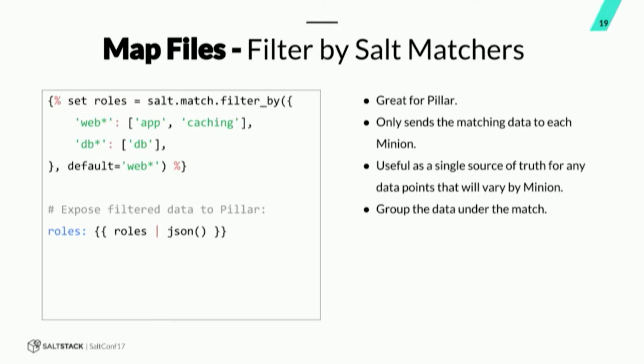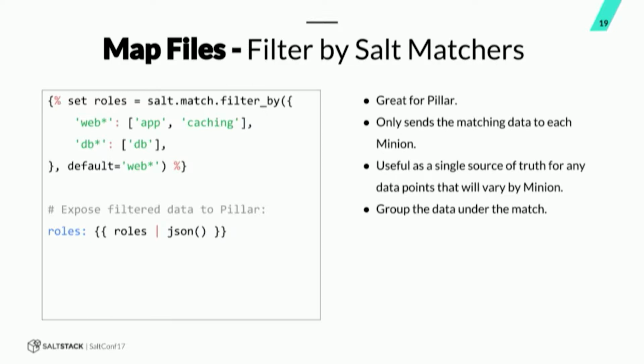The match module is a module that exposes Salt's internal matcher. So when you run salt star test.ping, that star gets run through Salt's matcher code. Well, that matcher code is exposed, like a lot of Salt internals, as an execution module. So you can just play around with the match module and see what matches what if you'd like.